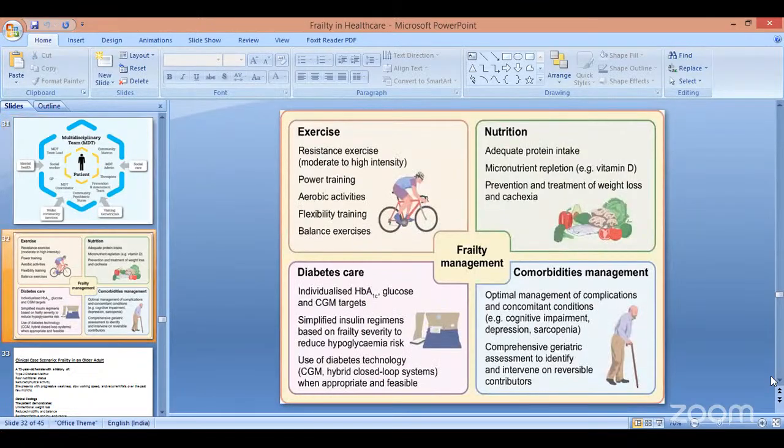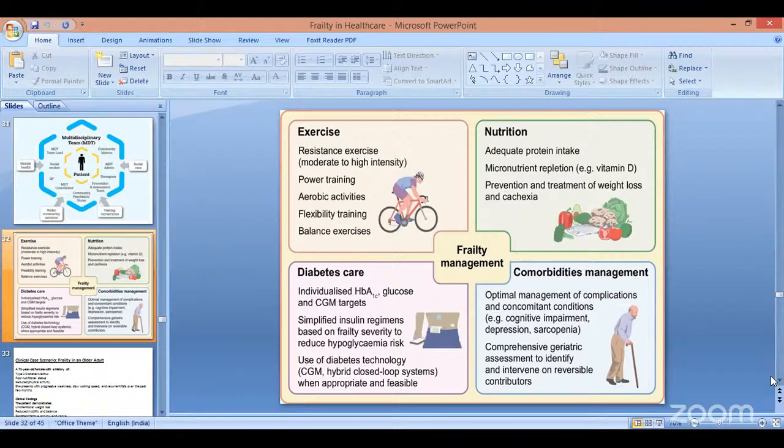Now, something regarding exercise and nutrition. The exercises can be of different types. One is resistance exercise, at moderate to high intensity. That can include power training, aerobic activities, flexibility training, and balance exercises. Then diabetic care: individualized hemoglobin A1C, glucose, and continuous glucose monitoring targets. A simplified insulin regimen based on frailty severity to reduce hypoglycemic risk. Use of diabetic technology, continuous glucose monitoring, and hybrid closed loop systems when appropriate and feasible.